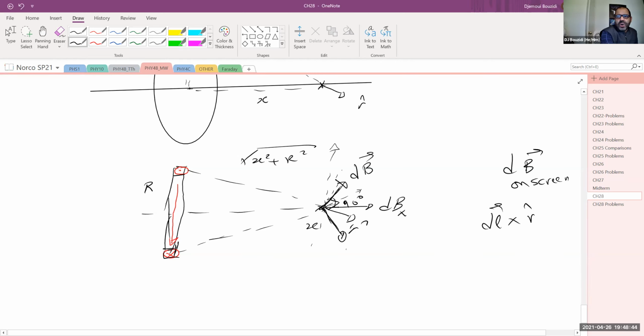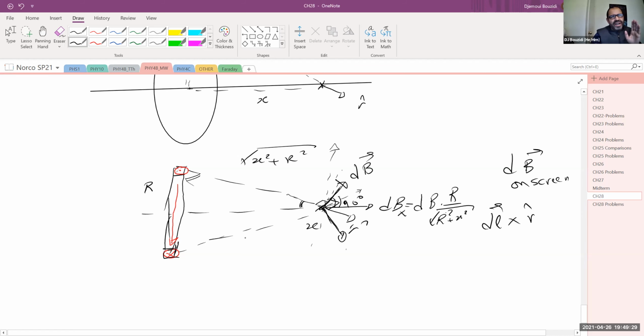And the component in the x direction is a cosine of this angle. And this angle, of course, I'm assuming is 90 degrees, perpendicular to r hat. So in this case, this angle and this angle add up to 90 degrees, and this angle and that angle add up to 90 degrees. So this angle and that angle are the same, okay? And so it's going to be dB times the cosine of this angle, which is the same as that angle. And the cosine of it is clearly r divided by the hypotenuse. So it's going to be dB times r divided by the hypotenuse, which in this case is the square root of r squared plus x squared.